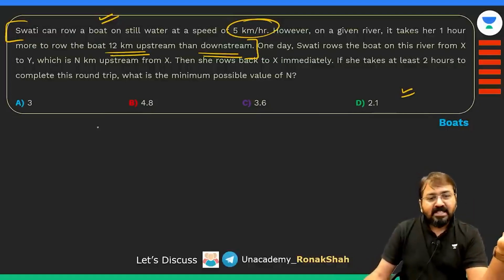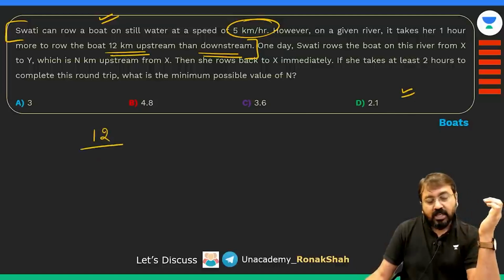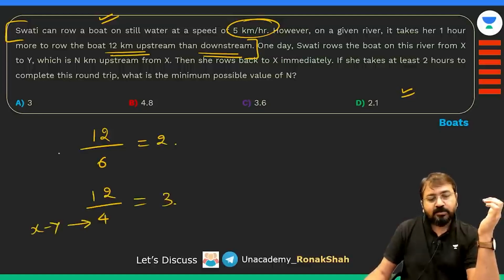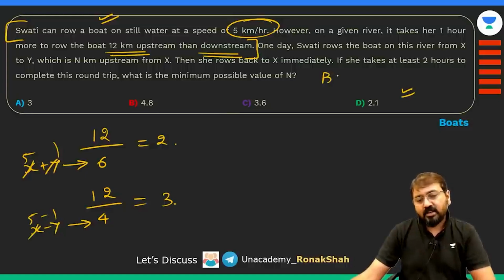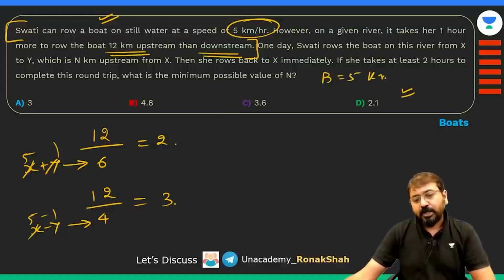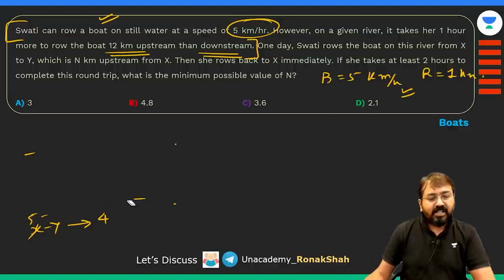So can I simply say that if I divide 12 by 6, I'll get 2, and if I divide 12 by 4, I'll get 3. So this should be my x minus y speed, and this should be my x plus y speed. X is 5. So this has to be 1. 5 minus 1. So yes, we got speed of boat as 5 km/h and speed of stream, speed of river, as 1 kilometer per hour. Once we have got this, the question will further become very, very simple.